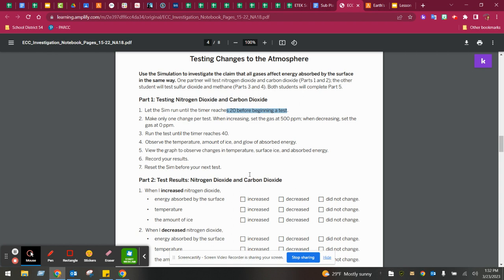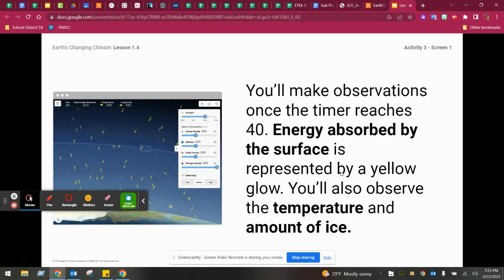Looking at the worksheet, it says you're going to start it, then you're going to let it run for 20, then you're going to run the test until it reaches 40 seconds. There are 3 different things that you're going to make observations about. You're going to make observations about the temperature, about the amount of ice, and the glow of that absorbed energy, right? Did that absorbed energy increase, decrease, or did not change?